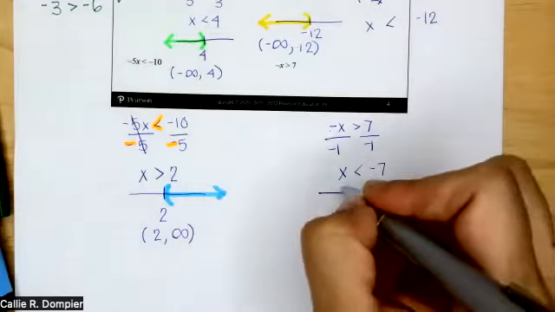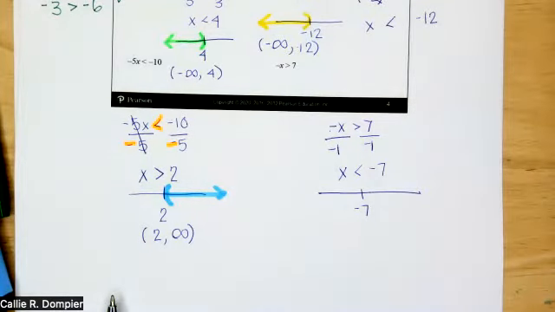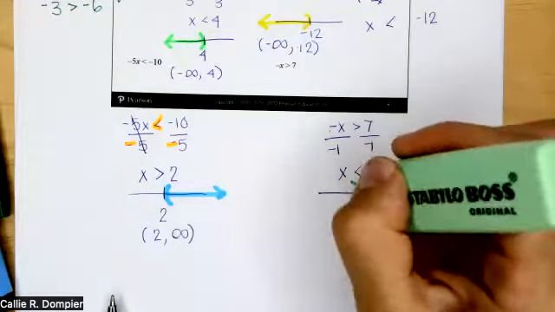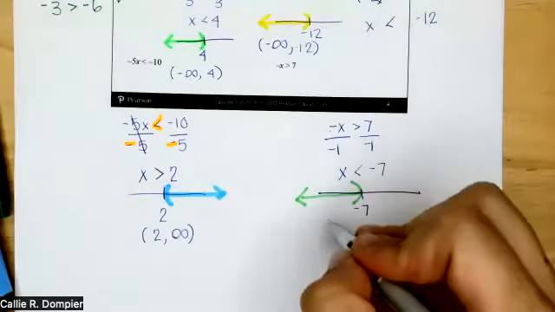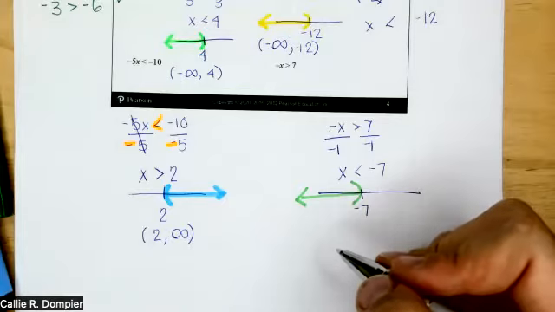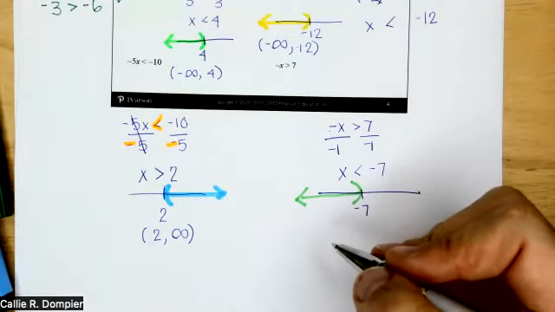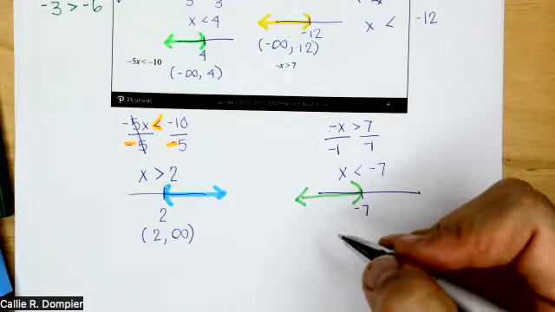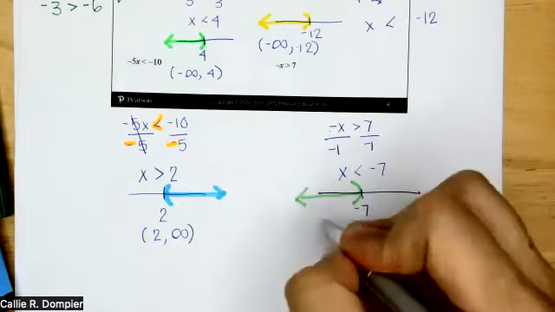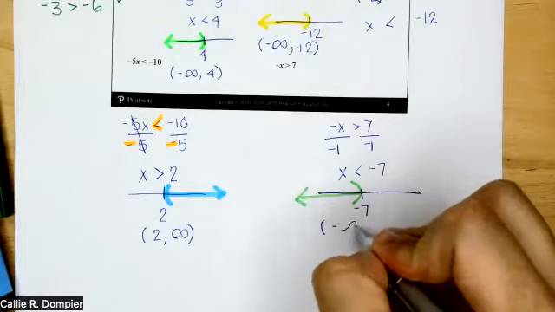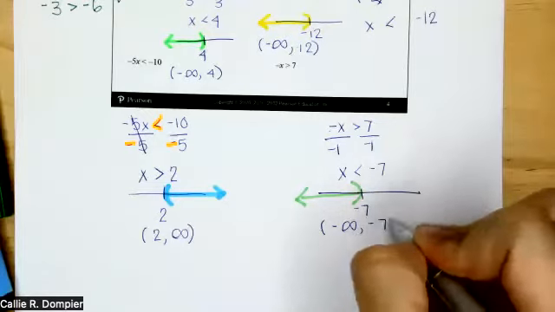Here's negative 7. We said x is less than negative 7. So if I was looking at that as interval notation, sorry, my mind went blank. Negative infinity to negative 7.